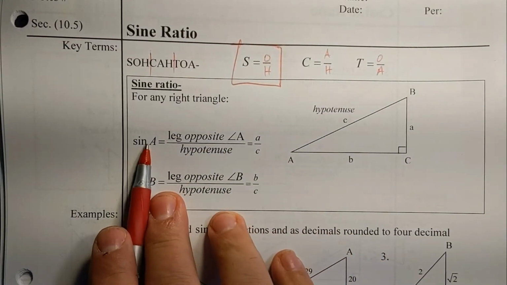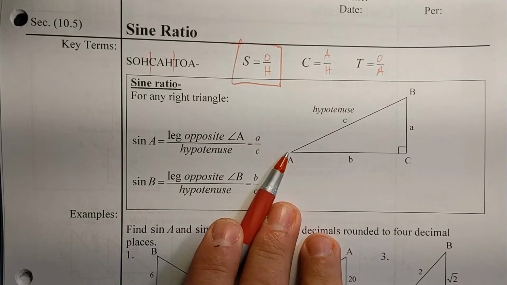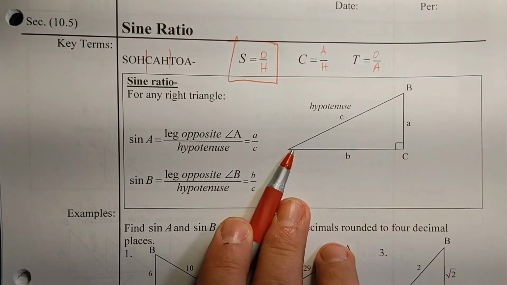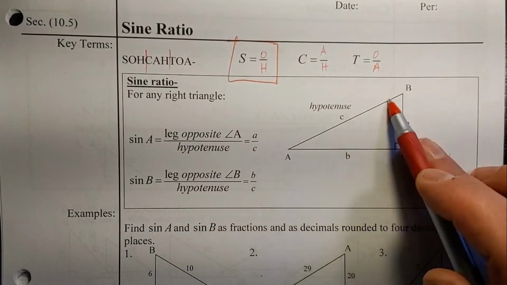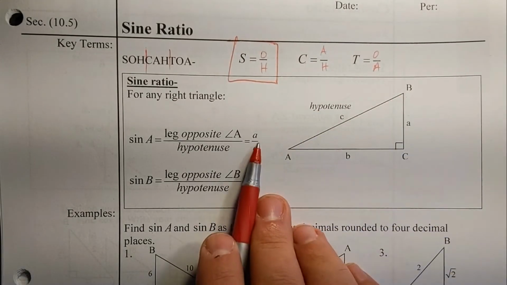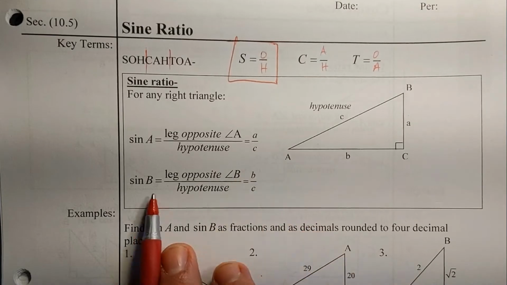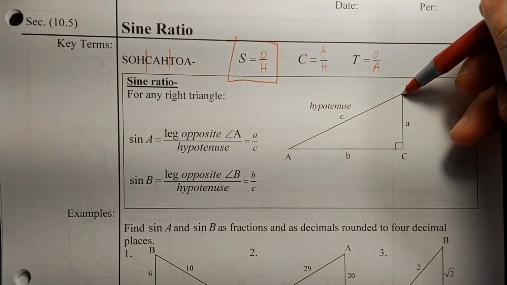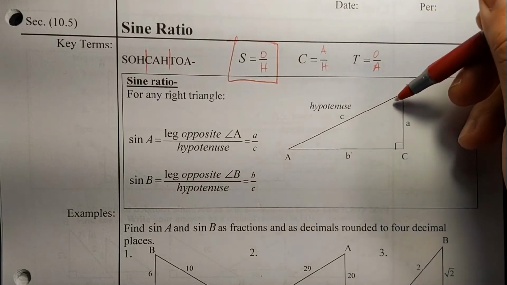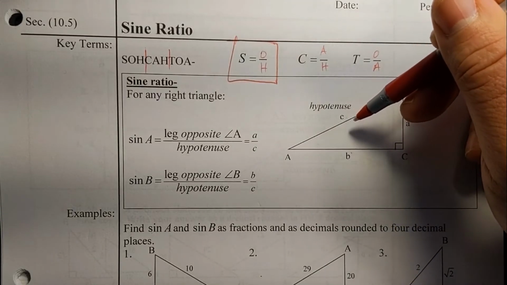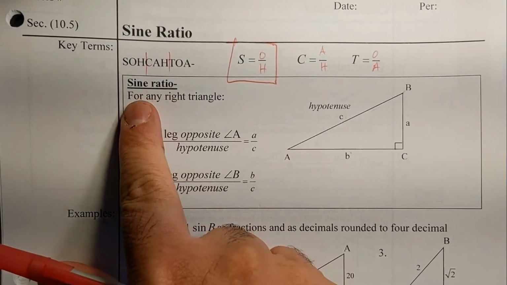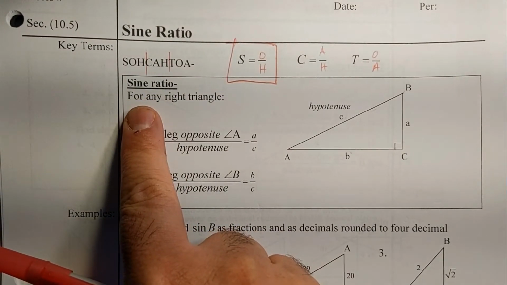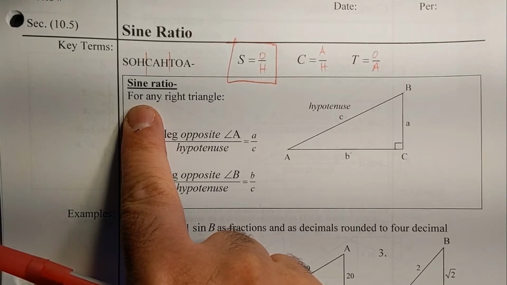If we're looking at sine A, we're going to go from this angle, my opposite is going to be this side. My hypotenuse is going to be this side. So that's why it says A on top and C on the bottom. For the sine of B, now we're looking from the angle up here. Now my opposite is going to be the B. My hypotenuse is still going to be C. You have to know, if I tell you you're doing sine, which one's your opposite, which one's your hypotenuse, and which one not to use, which is going to be your adjacent.